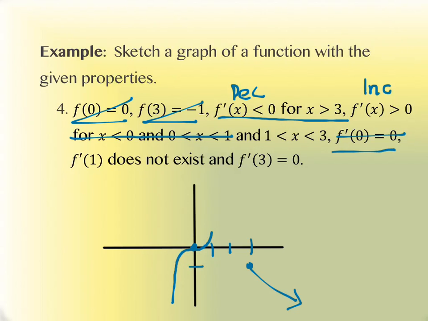Now, it's still supposed to be increasing between 1 and 3. But before I get there, this one also says f prime of 1 doesn't exist. How do you get derivatives to not exist? Asymptotes, holes, or what? What's the third one? Sharp turns, cusps. Okay, a place where we have this sharp change. You have a choice. You want to do an asymptote? Okay, we'll do an asymptote.